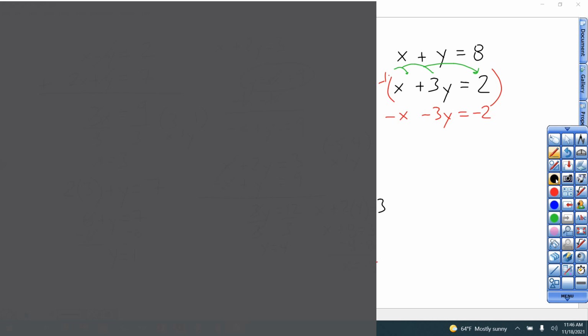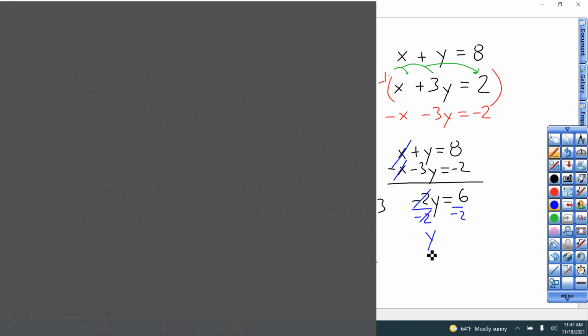Please, please, please take the time to rewrite these, because you will thank me later. Rewrite these. When I add those up, you can see that for this method, my x cancel, and I'm left with y minus 3y gives me -2y. Got to be good with your negatives. 8 minus 2 is 6. Divide by -2 will give me the y number, which is -3. Know that that is half of my coordinate.